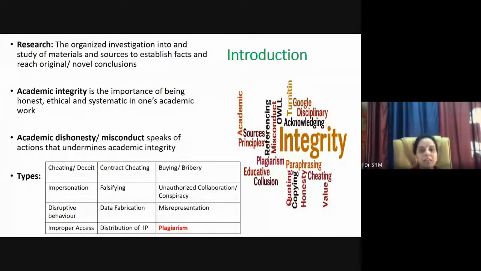We also have impersonation. Somebody would be impersonating another person, especially in exams or tests. A person will show up to write a test or an exam in another's place. It could be an online test, offline test, anything. Or people also practice buying term papers, assignments, all these things.